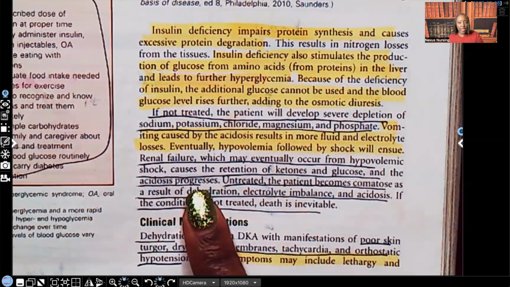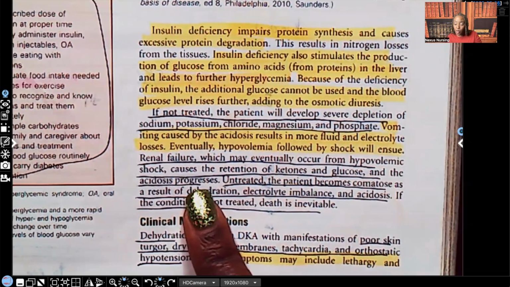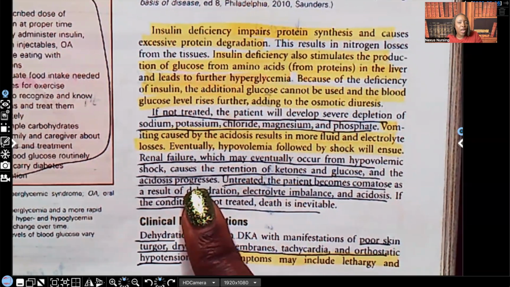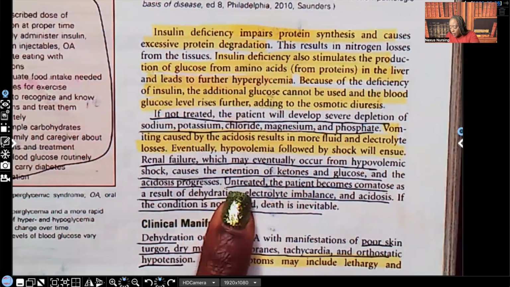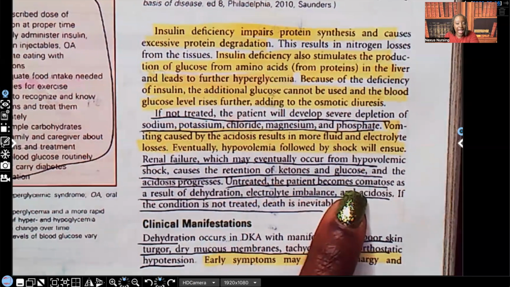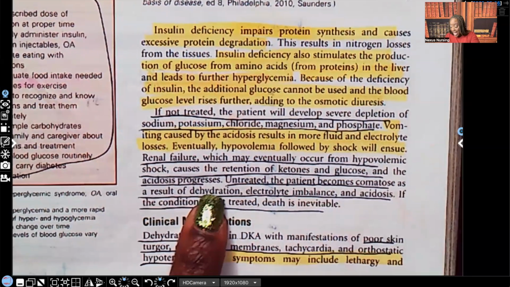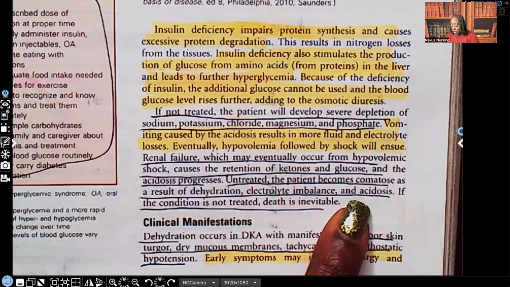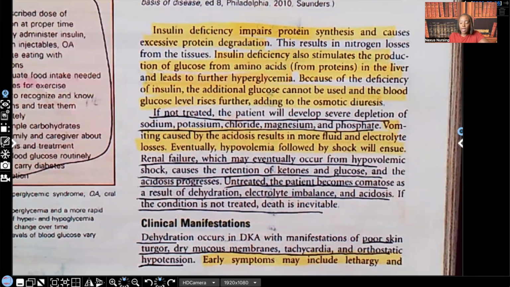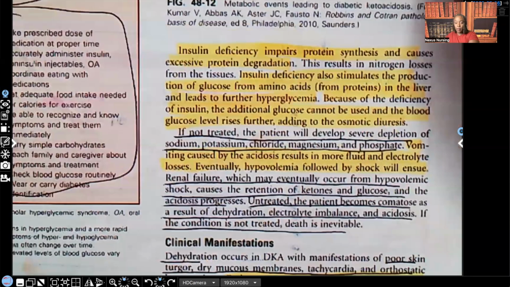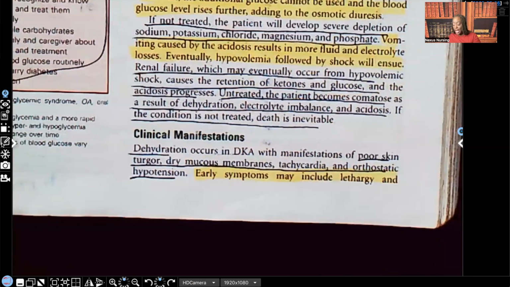So those kidneys start to shut down. The patient who was losing glucose in the urine is no longer losing glucose in the urine because those kidneys shut down. So they're holding on to the urine, but they're also holding on to what? Those ketones. And we already learned that those ketones are dangerous in the bloodstream. Untreated, the patient becomes comatose as a result of dehydration, electrolyte imbalance, and acidosis. If the condition's not treated, that patient's going to die. No way around it. So let's talk about signs and symptoms, clinical manifestations of diabetic ketoacidosis.